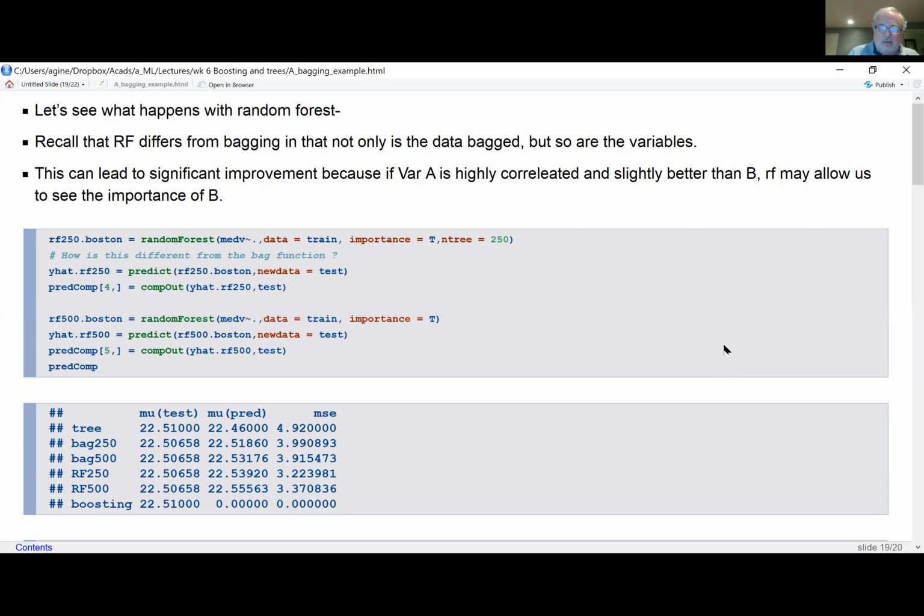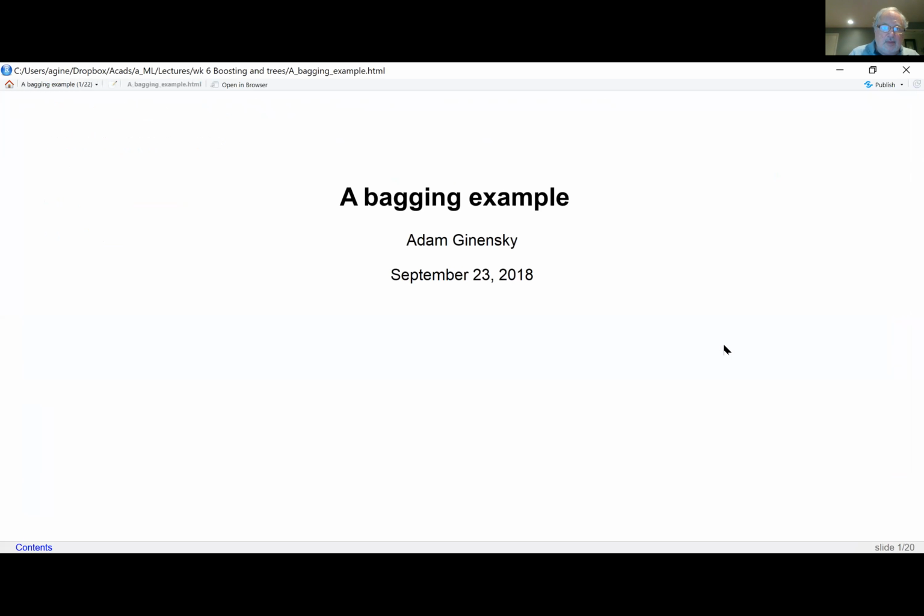Having said that, I want to share my screen. Which one do I want to do? I think it's this one. I think I just need to, yeah. So it's called a bagging example. I just like that.